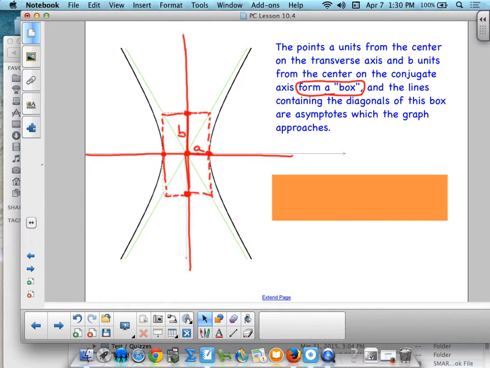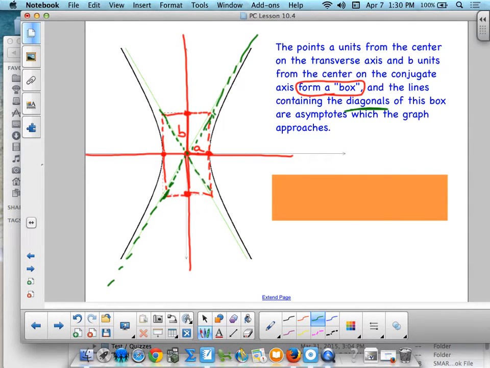Now, it also says the lines containing the diagonals of this box are asymptotes which the graph approaches. See this? Right through the corner of this box, through the center, through the other diagonal corner, that is an asymptote. Through this corner, through the center, through this corner, that is another asymptote. So how do you sketch your hyperbolas? You jump on the vertex, right here.